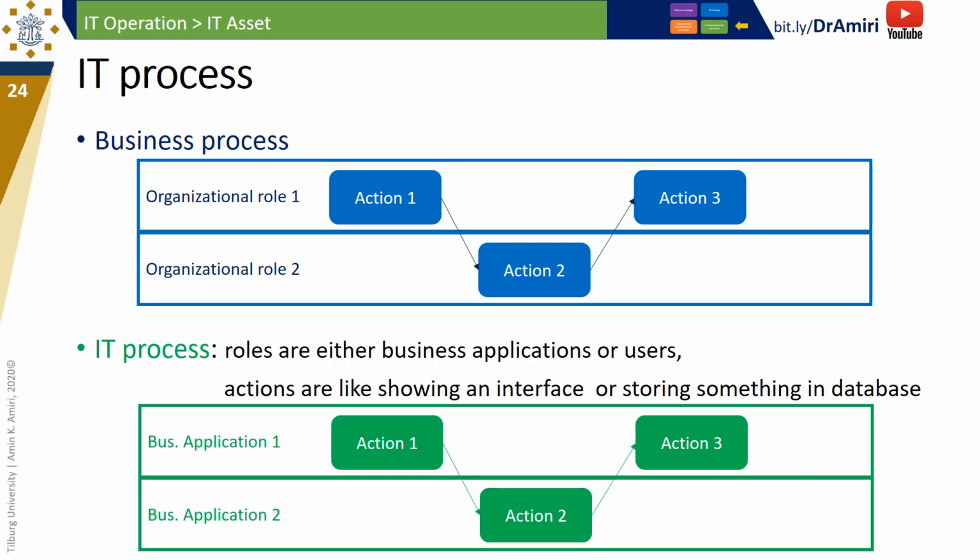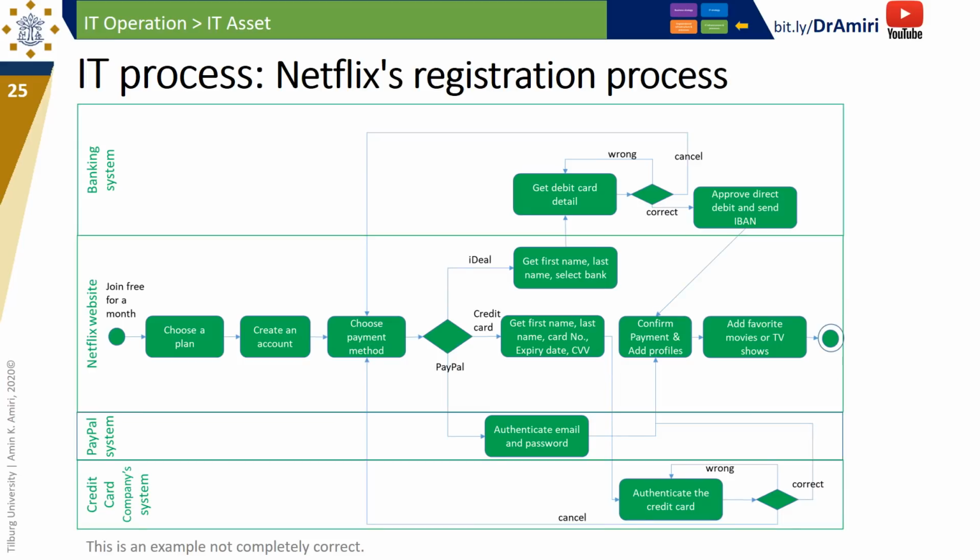IT processes are different from business processes in the sense that the roles, the lanes, are either business applications or users. And actions are like showing an interface or storing something in the database. So business processes and IT processes are the same, but the roles in IT processes can be only users or business applications. Let's see an example of the Netflix registration process.